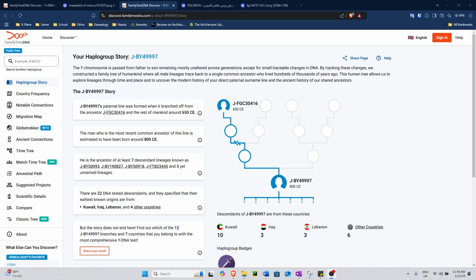So now it is best we should analyze the lineage of Imam Ja'far as-Sadiq alayhi salam, and among it is many flaws actually. Underneath FGC 30416 is the JBY49997 mutation, which has been labeled to Imam Ja'far as-Sadiq, or his father, Imam Muhammad al-Baqir alayhi salam.